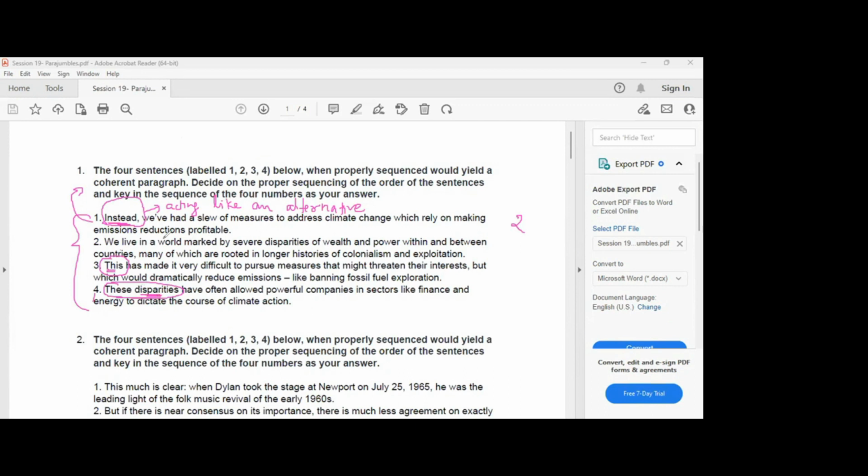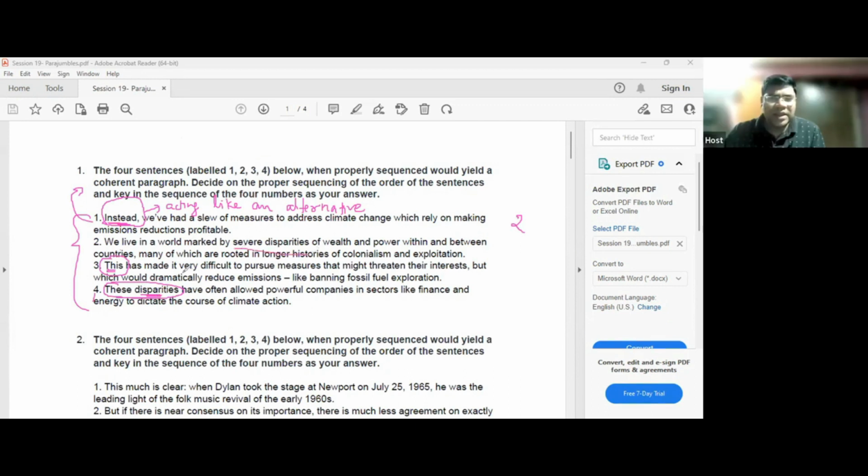We live in a world marked by severe disparities of wealth. तो can I say that these disparities जो है ये 2 में दिख रहा है, तो ये 2-4 पेयर बन सकता है, most probably, right? We live in a world marked by severe disparities of wealth and power within and between countries, many of which are rooted in longer histories of colonialism and exploitation. These disparities have often allowed powerful companies in sectors like finance and energy to dictate the course of climate action. Okay, so 2-4 is ready.